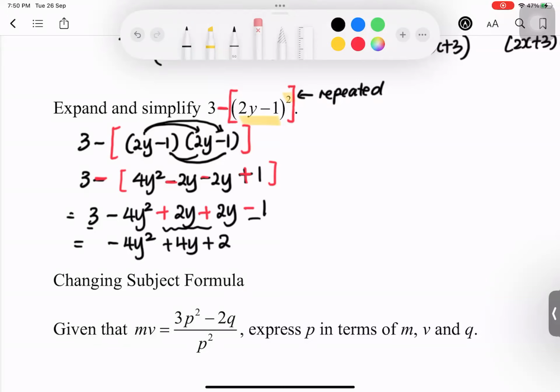Okay, yes, somebody message me. Oh, why must change sign? Because here, what do we have? I'm subtracting the whole of these. So if I'm subtracting the whole of these, I need to subtract all the terms. So I have to minus away all the terms. So the negative sign, we have to multiply in.